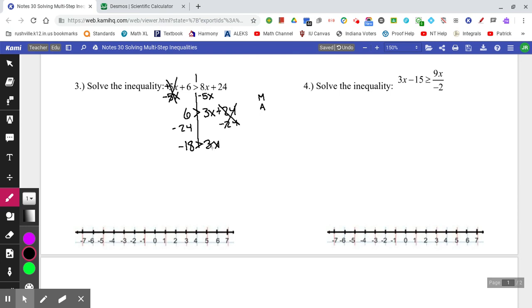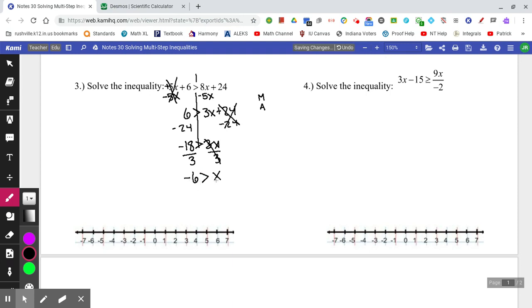Now I have x and it's being multiplied by 3. The opposite of multiply by 3 is divide by 3. I'm dividing by a positive, which means I keep the same inequality symbol. 3 divided by 3 cancels, and I'm left with x. And then negative 18 divided by 3 gives me negative 6. So what this is saying is negative 6 is greater than x.